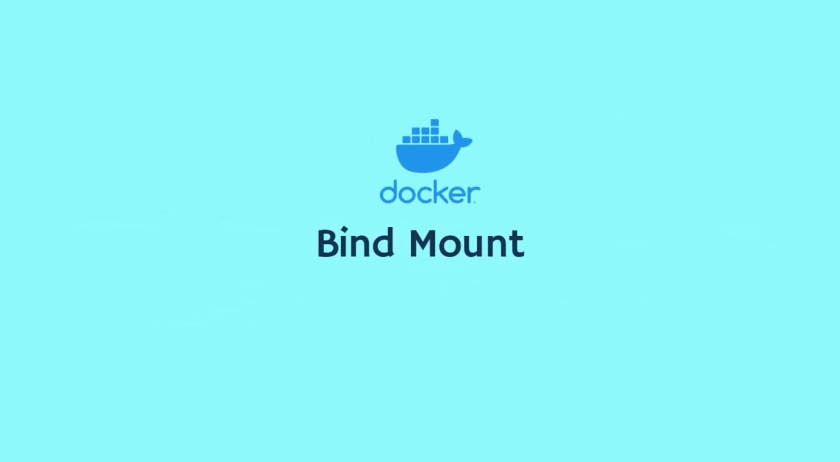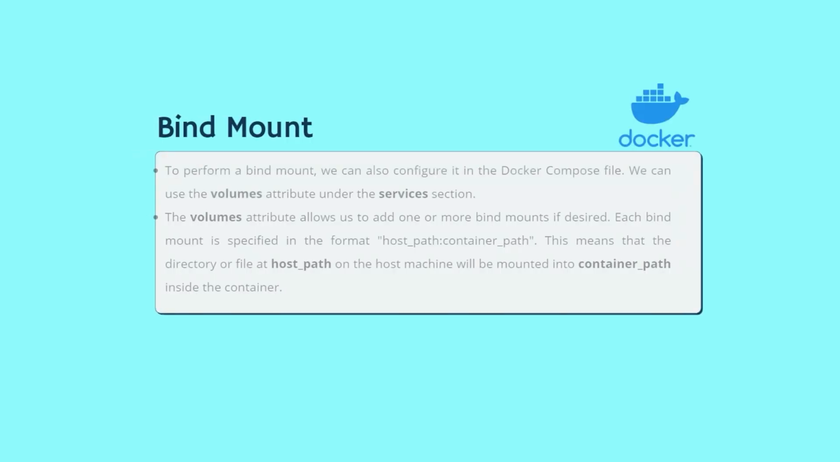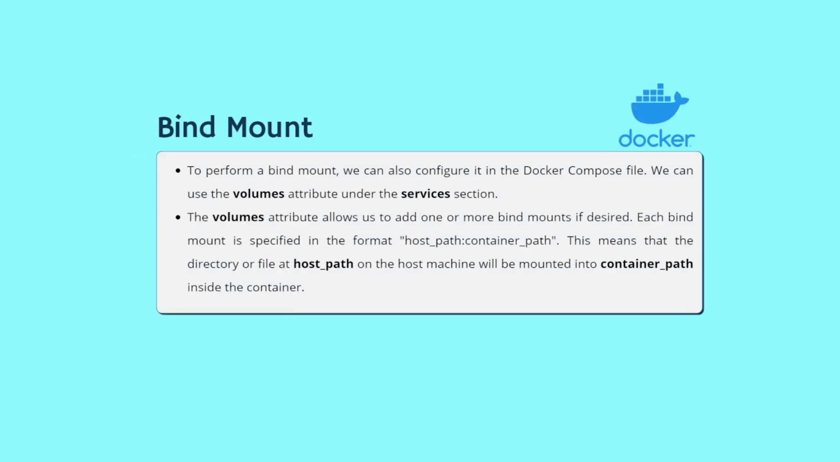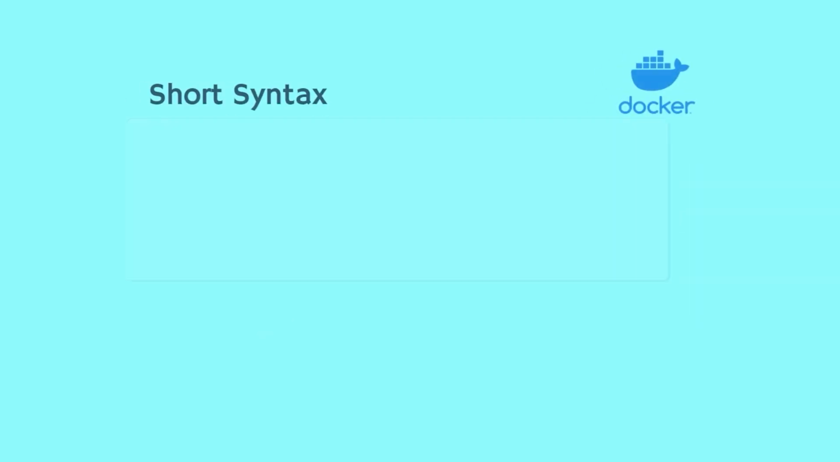Bind mount. To perform a bind mount, we can also configure it in the Docker Compose file. We can use the volumes attribute under the services section. The volumes attribute allows us to add one or more bind mounts if desired. Each bind mount is specified in the format host path, container path. This means that the directory or file at host path on the host machine will be mounted into container path inside the container.